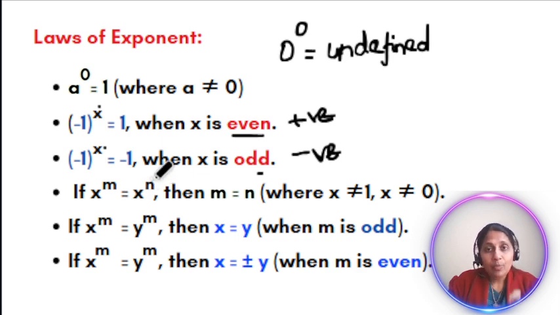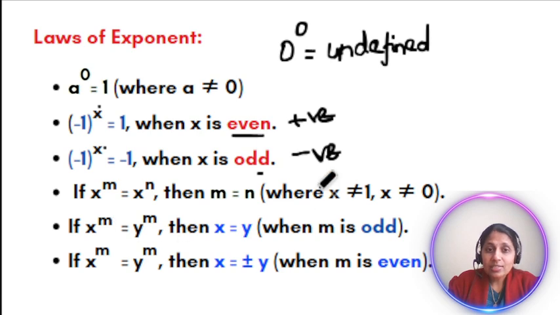Right? And if x to the power of m is equal to x to the power of n, it means that both the bases are the same and both are equal. It means that the power also has to be the same. Okay? And remember, this x, the base, should not be equal to 1 and it cannot be equal to 0.